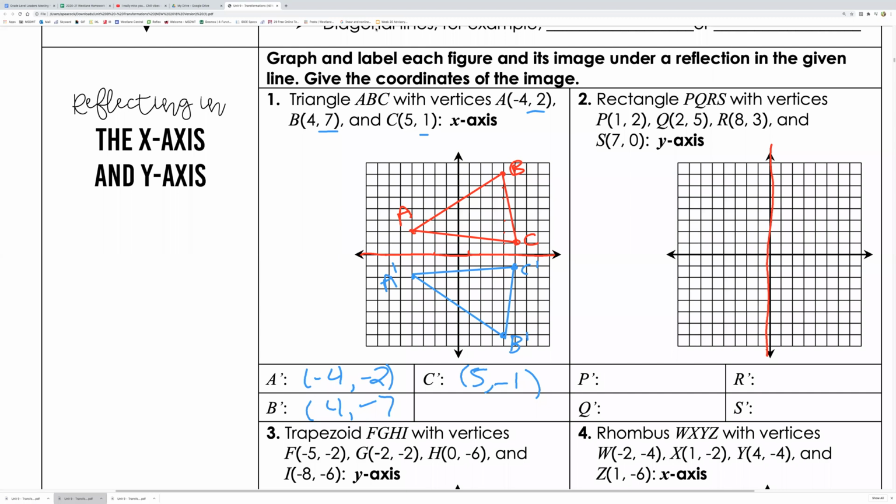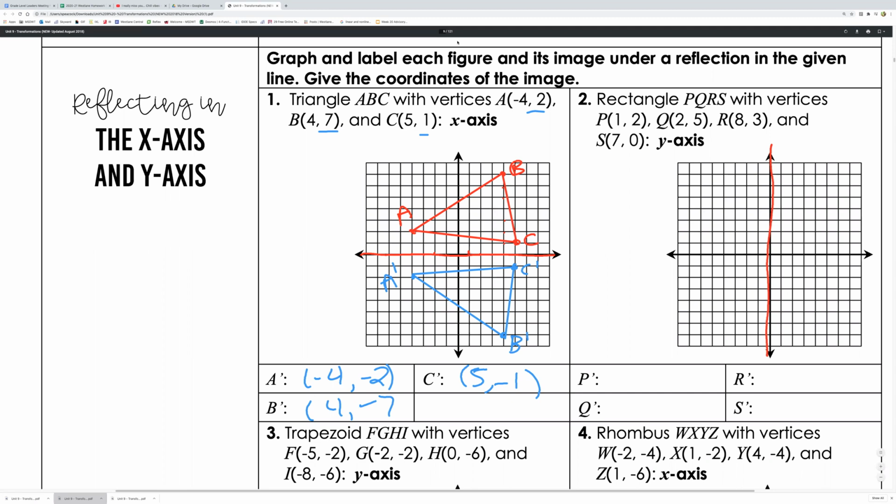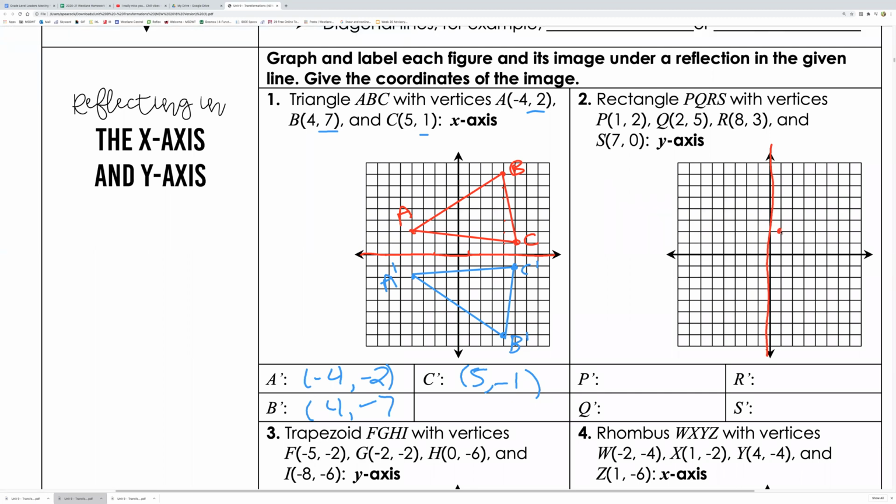Okay, for our y-axis, again, we're gonna do our pre-image in red just to stay consistent here. So we'll do 1, go up 2. 2 up 5, 1, 2, 3, 4, 5, and 8 up 3, 1, 2, 3, 4, 5, 6, 7, 8 up 3, and last one 7, 0, and that would be S. We're gonna connect our dots there.